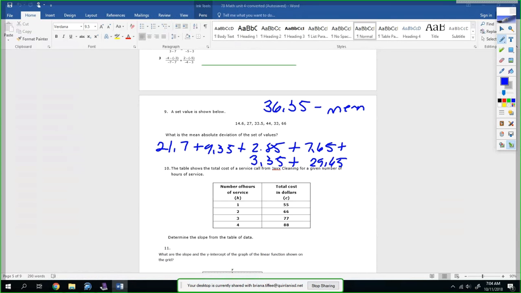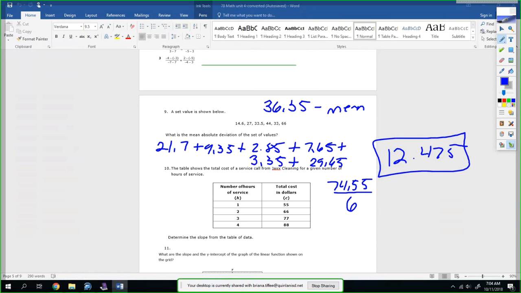Okay, and then you add them all up. When you add them all up, you get 74.55. So then you have to add them up and then divide by the number you're adding by, which is 6. So when you divide by 6, you get 12.425. And I might have made a mistake. I'm not sure. But you'll have multiple choice answers on here.